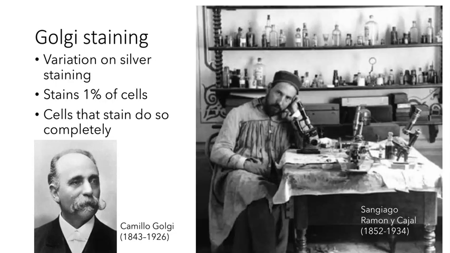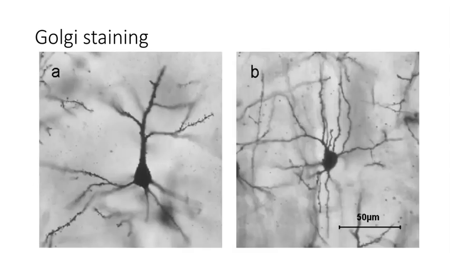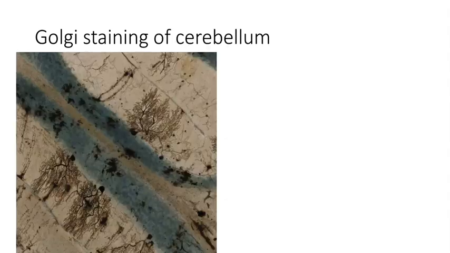And what Cajal recognized was that the fibrous extensions were actually part of the nerve cell. And we can see that here in these images where you can see the cell body, but you can see that the fibrous extensions are continuous with them. I'm going to show you some examples of Golgi staining.